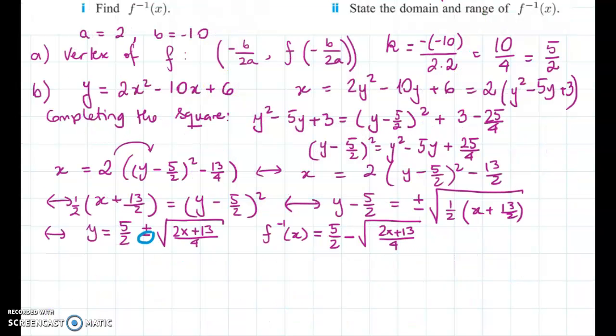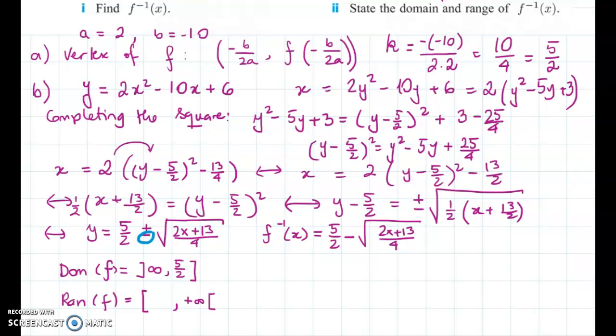Now that we have the definition of the inverse function, we'd like to state its domain and range. So let's write what is the domain of the original function f. Well, we consider the function f restricted to x less than or equal to 5 over 2, so the domain is from negative infinity to 5 over 2 included. And then the range is going to be given by the y-coordinate of the vertex included, and then going all the way up to positive infinity.